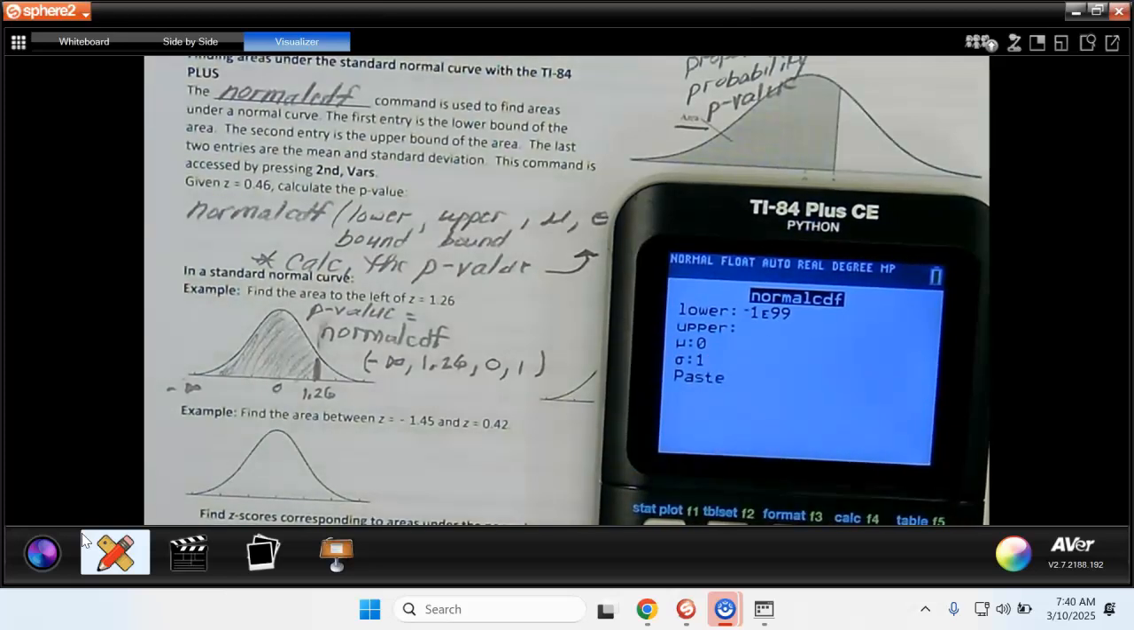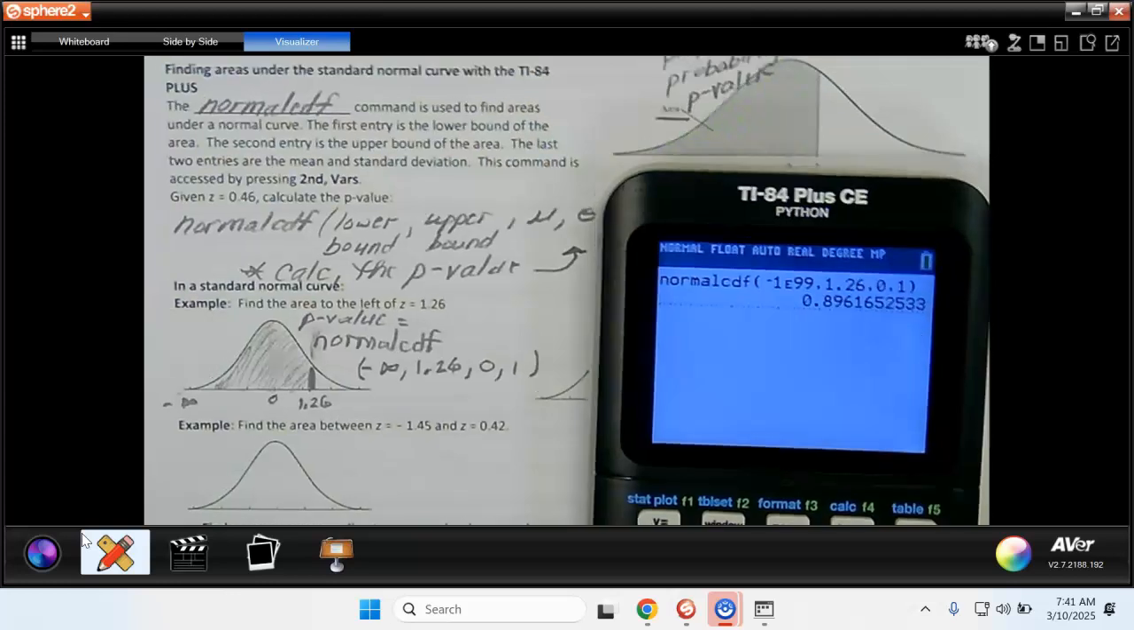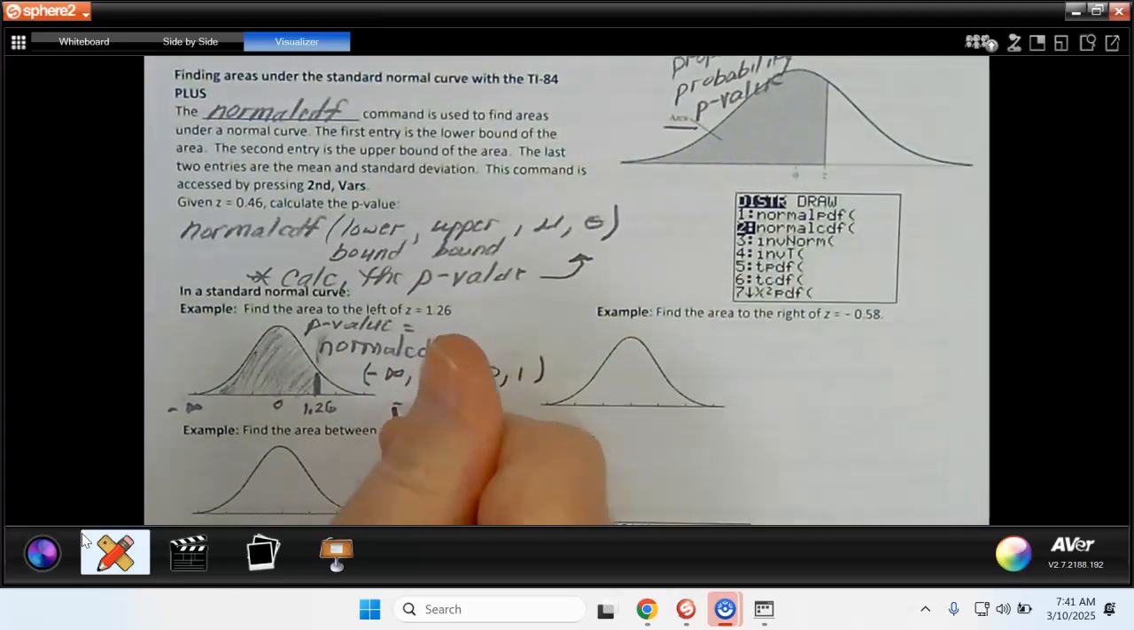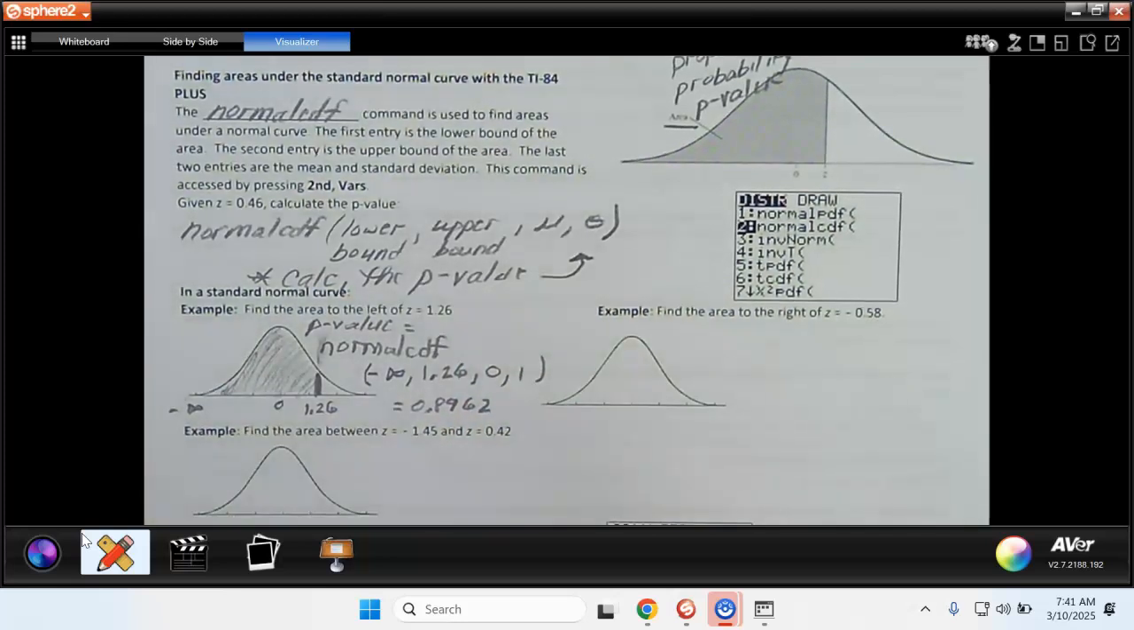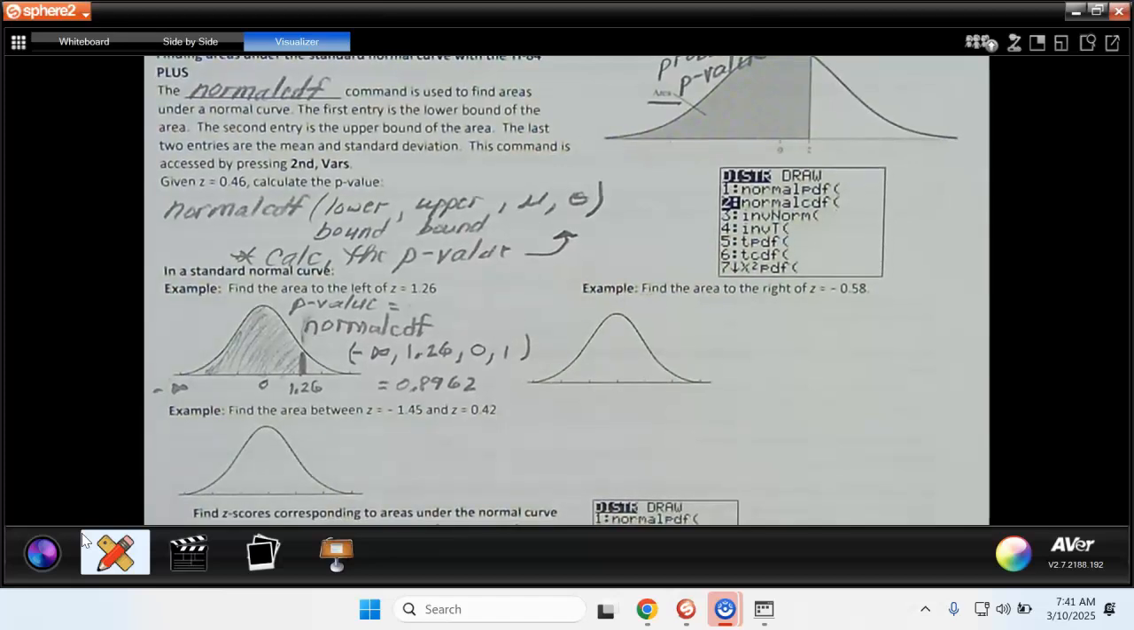Because even when you're talking about z-score, 99.7% of your data is going to fall between -3 and +3, so using -1,000,000 here would be pretty apropos. And it defaults to a z-score. Now, if you're not using a z-score, you're going to change those numbers, but our upper bound is 1.26. Enter. And that's your p-value. And again, round to 4 decimal places, so .8962.